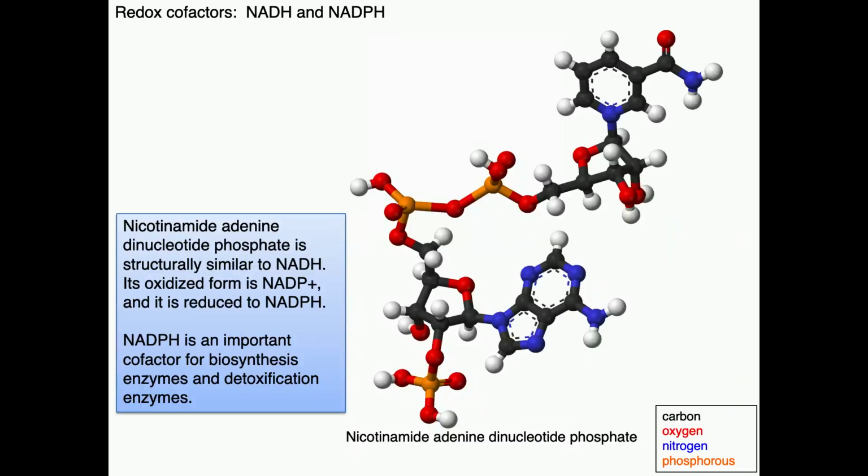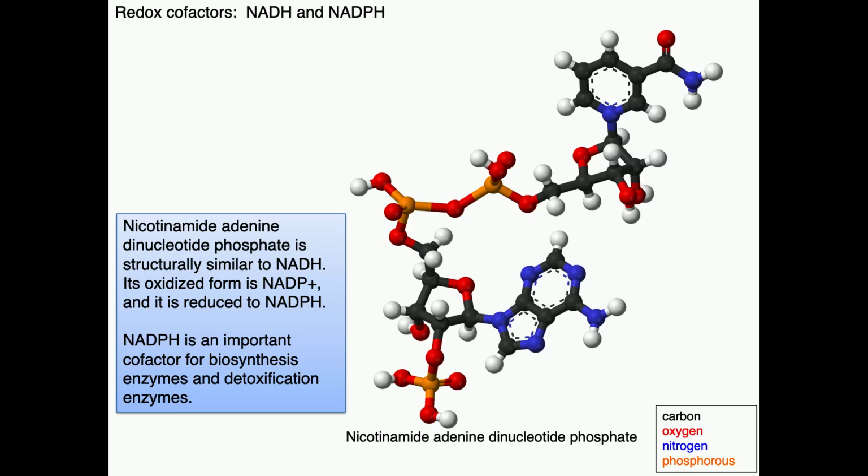Okay, so NADPH, as shown here, has the same basic structure, but we just have a phosphate hanging off of the ribose sugar. That phosphate group makes it a quite different molecule, and it participates in different reactions.